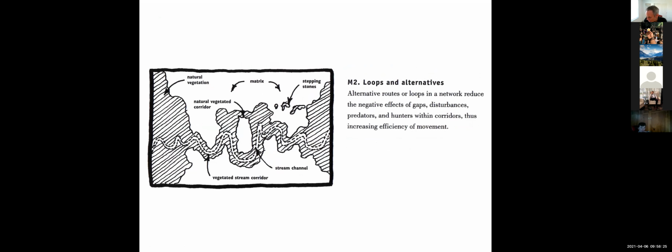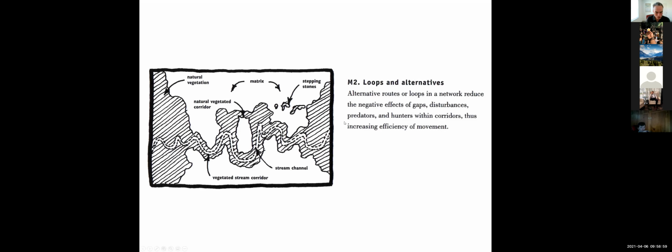This is another way of looking at circuitry in a diagram that's more representative of actual landscape geometries. So the presence of the loop in this corridor provides alternative routes between patches, which helps protect the system from natural or human disturbances, right? This is what we tend to see more often when we're looking at circuits in landscapes that have been modified by people, right?